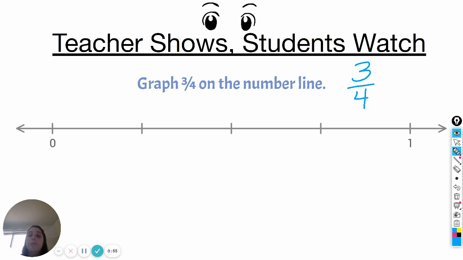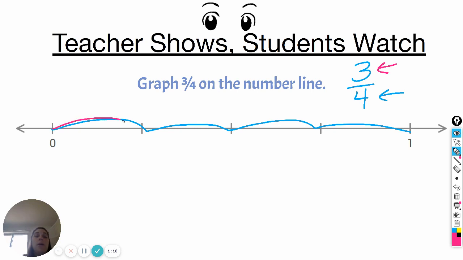My number line is broken into 4 pieces, 1, 2, 3, 4, which is my denominator. I need to plot a point at the third spot, which is our numerator, and that will be graphing 3/4 on the number line. So I'm going to start at 0, count 1, 2, 3, and I plot my point, or I graph right there, and that represents the fraction 3/4.